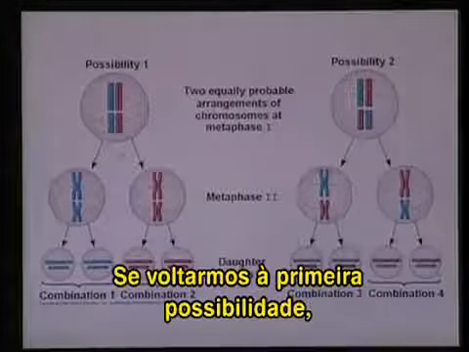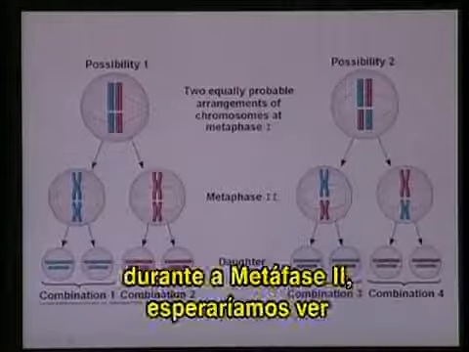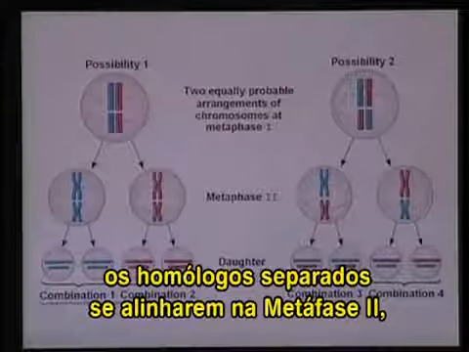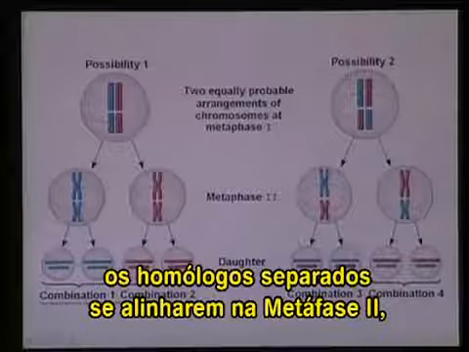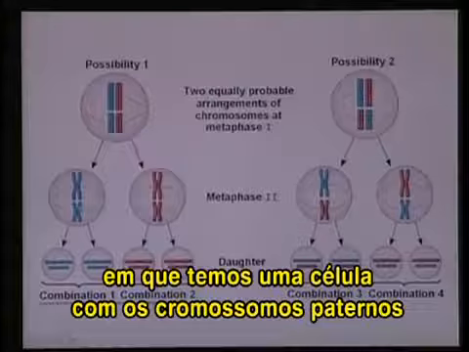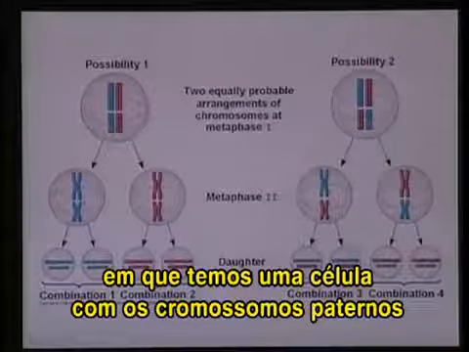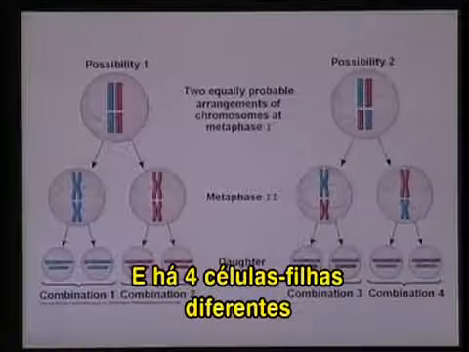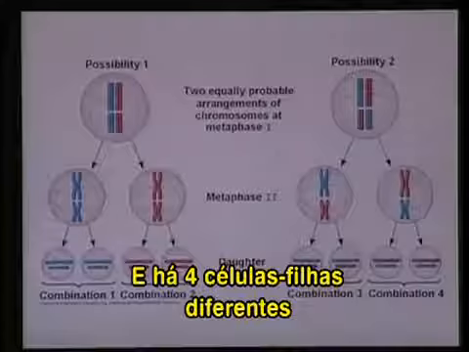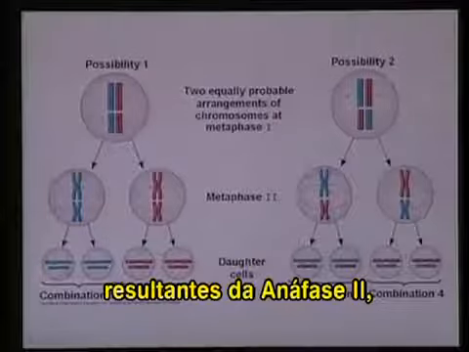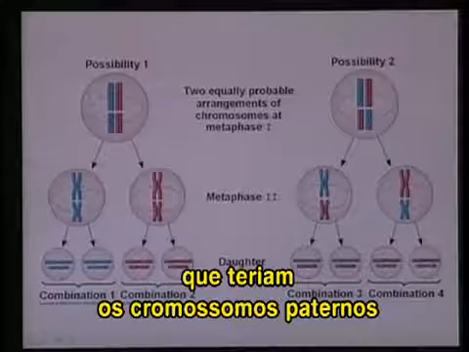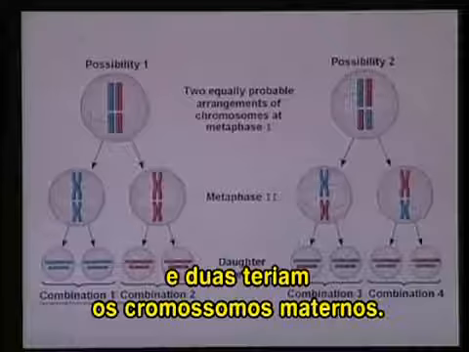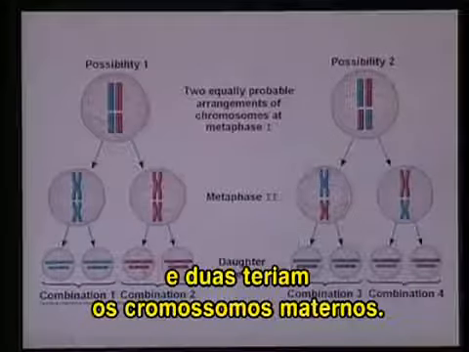Now, if we go back to the first possibility, during metaphase II, we would expect to see the separated homologs aligned, where we have a cell with the paternal chromosomes and the other cell with the maternal chromosomes. And of the four daughter cells that result after anaphase II, two would have the paternal chromosomes and two would have the maternal chromosomes.